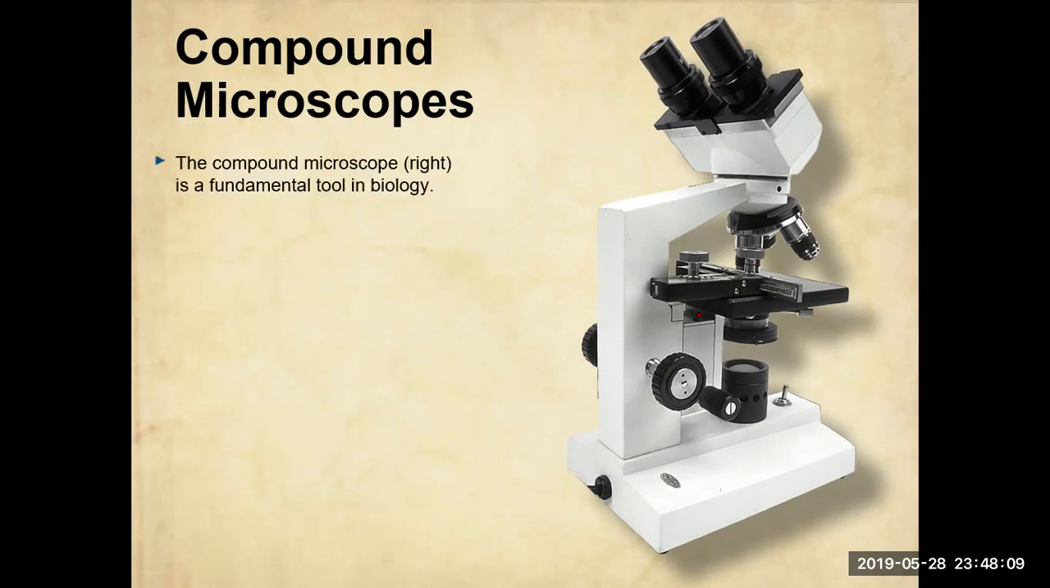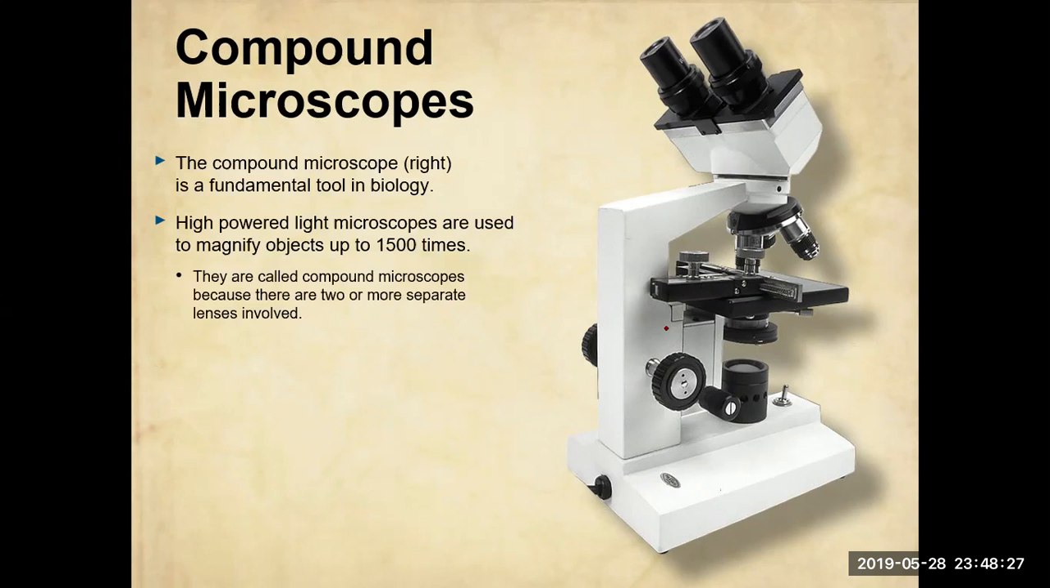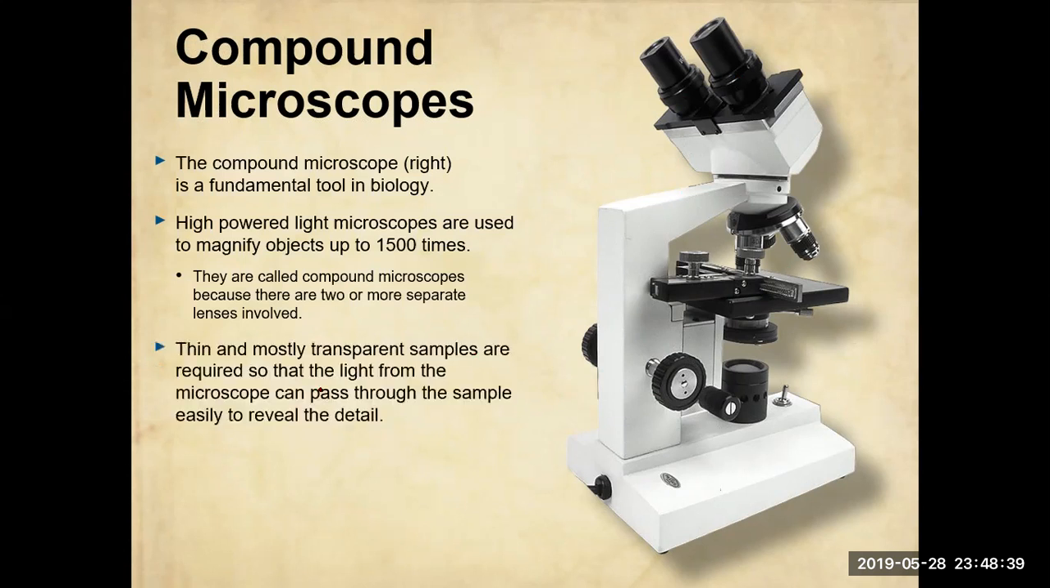The compound microscope is a fundamental tool in biology. High-power light microscopes are used to magnify objects up to 1,500 times. They are called compound microscopes because there are two or more separate lenses involved. Why do we say separate lenses? You can see over here, there are two types of lenses. Thin and mostly transparent samples are required so that the light from the microscope can pass through the sample easily to reveal the details.